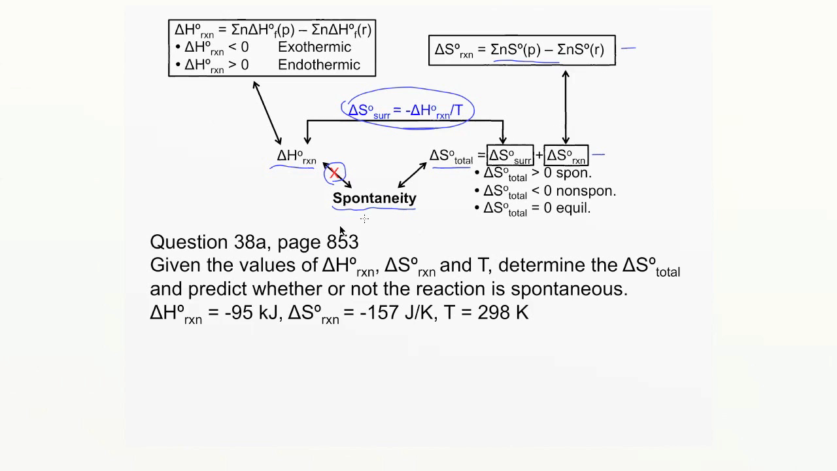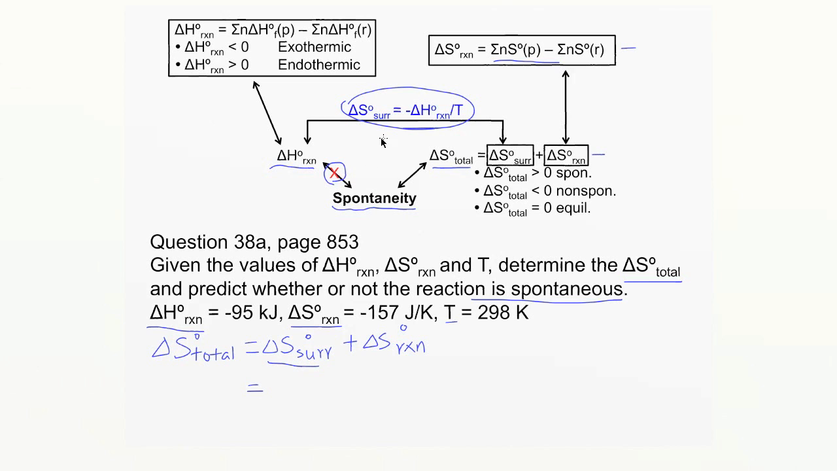Okay, now let's take a look at this question. It's from your textbook. If you know delta H reaction, delta S reaction, and the temperature, how do we calculate the delta S total and decide whether this reaction is spontaneous or not? Here's the equation we need to use. Delta S total equals delta S surroundings plus delta S reaction. Delta S reaction is known, so our focus would be this one.